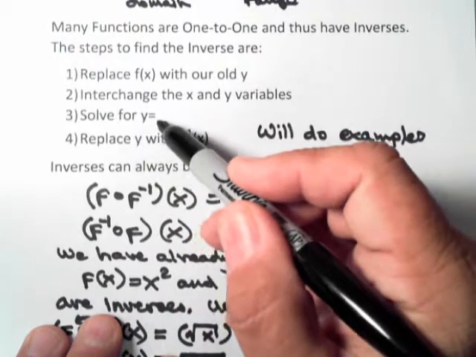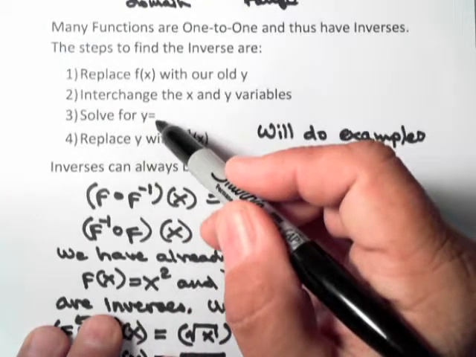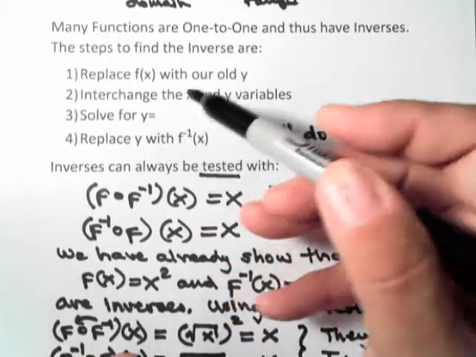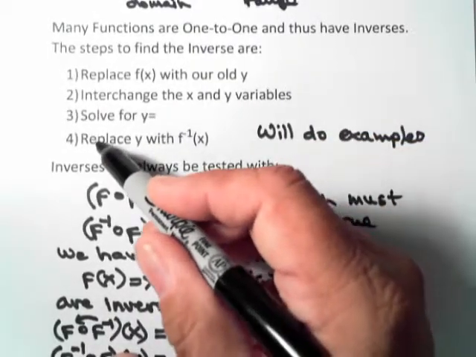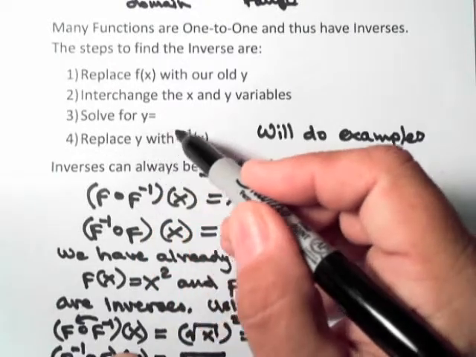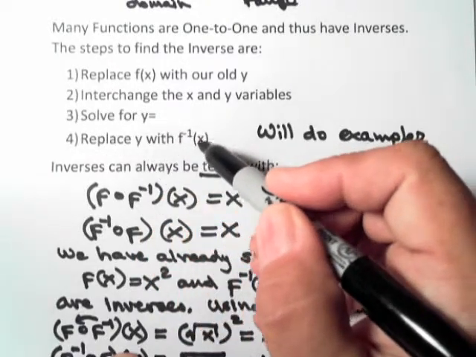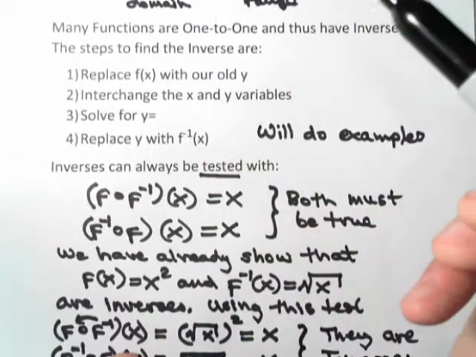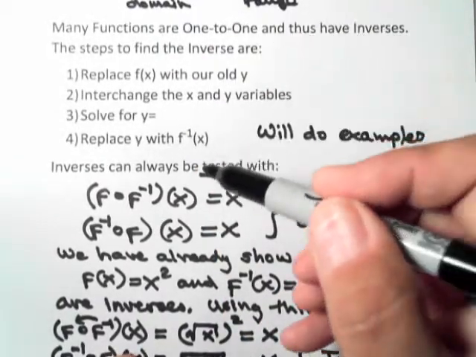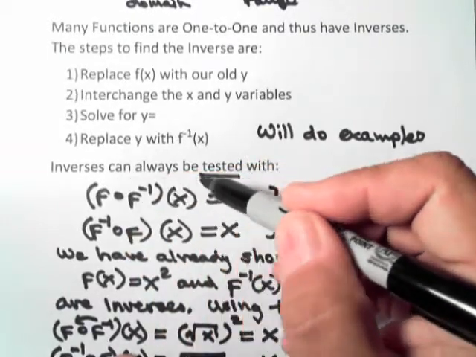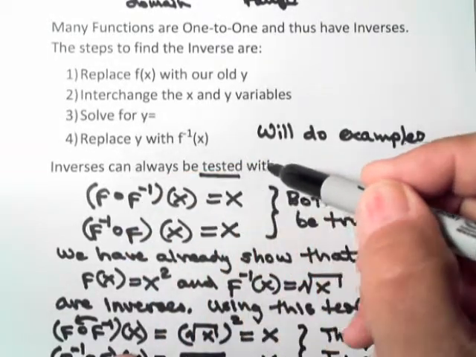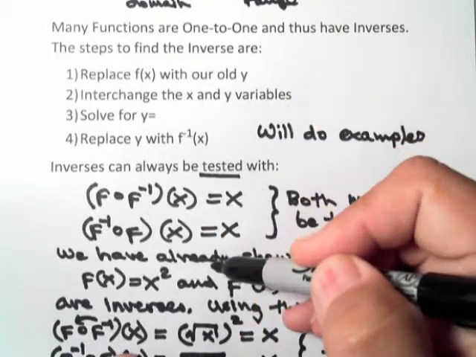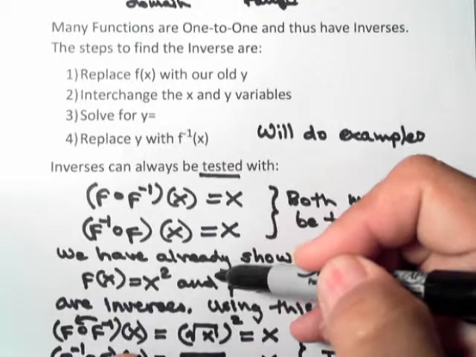Okay, once you do that, you solve for y equals. And if you can solve for y equals, then it has an inverse. And, of course, at the tail end then, replace the y again with f negative 1 of x. That's just to indicate now that this is the inverse of the original f function. But now, here's one other thing we want to talk about. Inverses can always be tested. Now, if you get an inverse like this, it should follow these rules if you didn't make any mistakes.